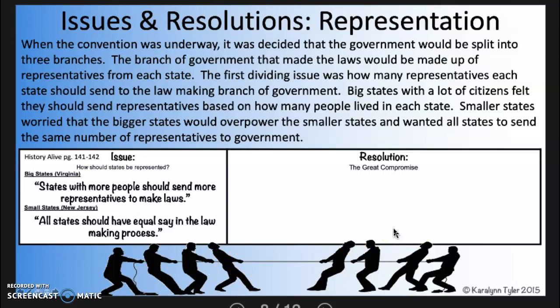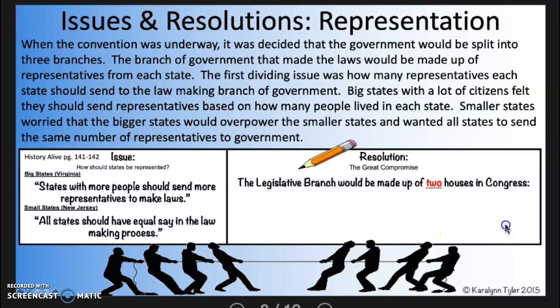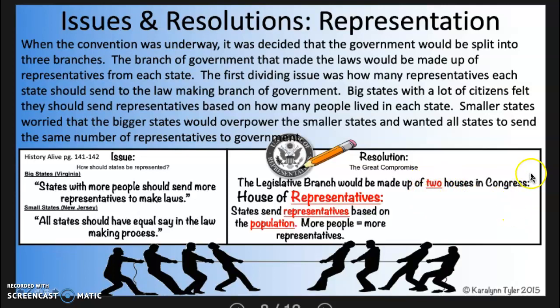After much debate, a resolution was decided to take that legislative branch and split it into 2. Don't forget to grab your pencil and start filling in your notes. The 2 houses in Congress would become known as the House of Representatives, where states would send representatives based on their population, so that the more people you have, the more representatives you have in Congress.